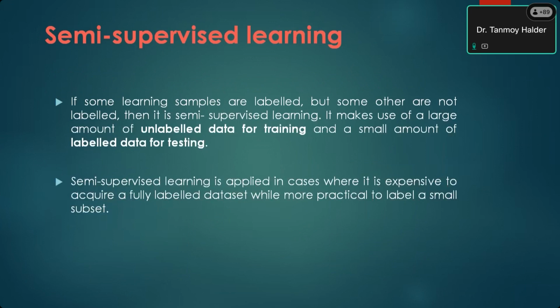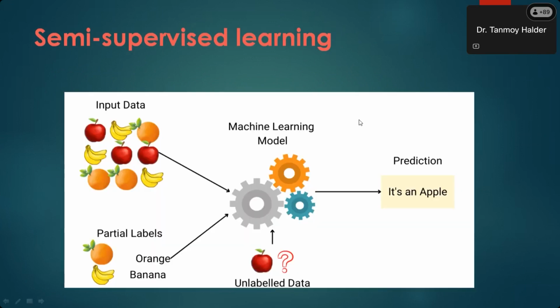Example, semi-supervised learning. This is the input data, and some are labeled. This is orange, this orange is labeled. I have given input of orange, okay, and this is banana, fine, but apple is unlabeled. How will the machine identify it?